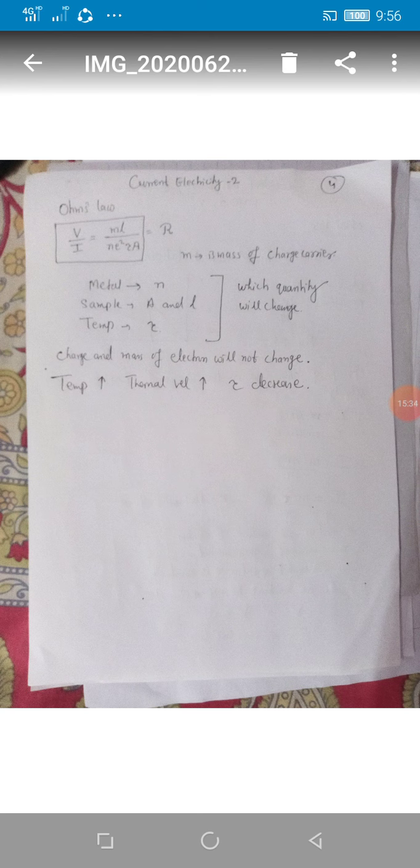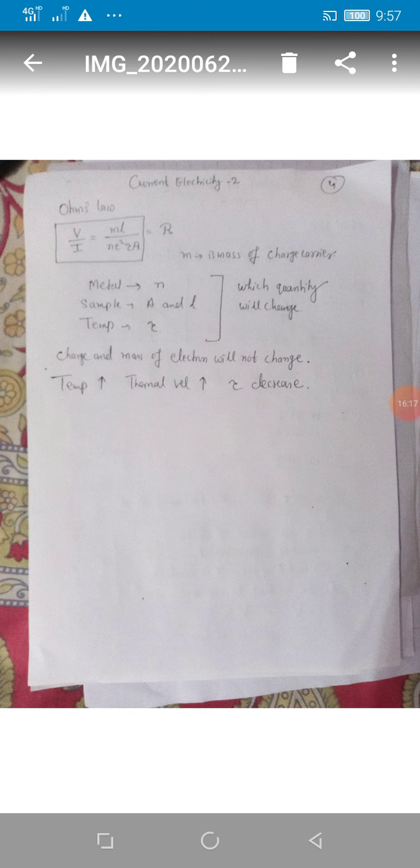See, if we change the metal, if you change the substance, small n will change. I have written it in short on the screen also. Which quantity will change due to change in sample? If I change the metal or change the sample, small n will change. If I change the sample, A and L will change. And if I change the temperature, tau will change. But charge and mass of the electron will not change. Once again, I have written a short note about the thermal velocity: if we increase the temperature, thermal velocity increases, and when thermal velocity increases, the relaxation time will decrease.